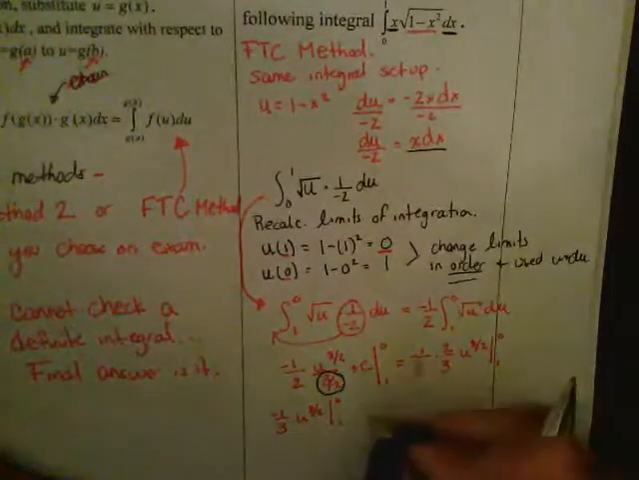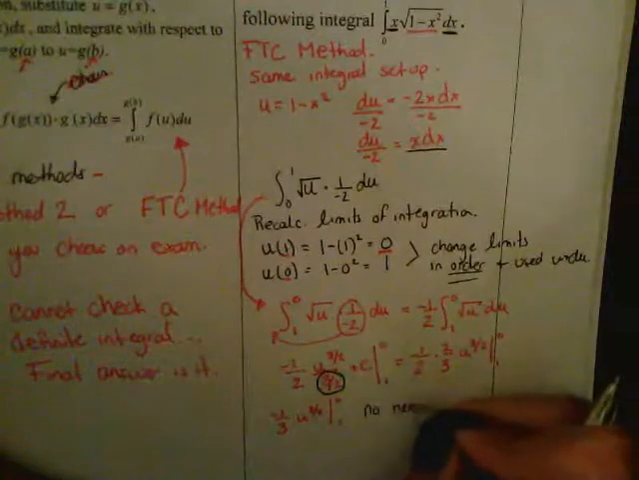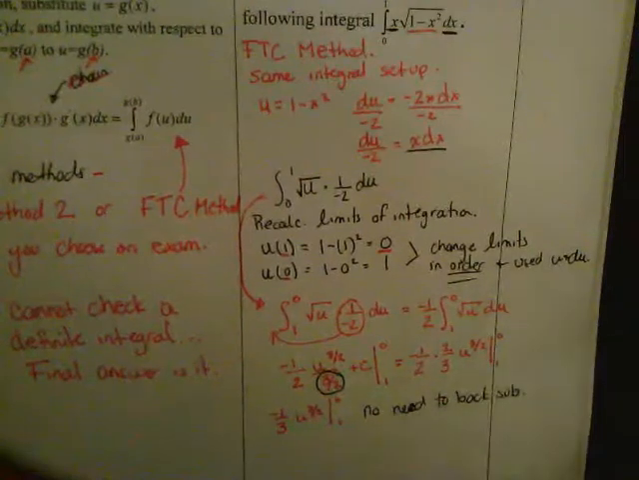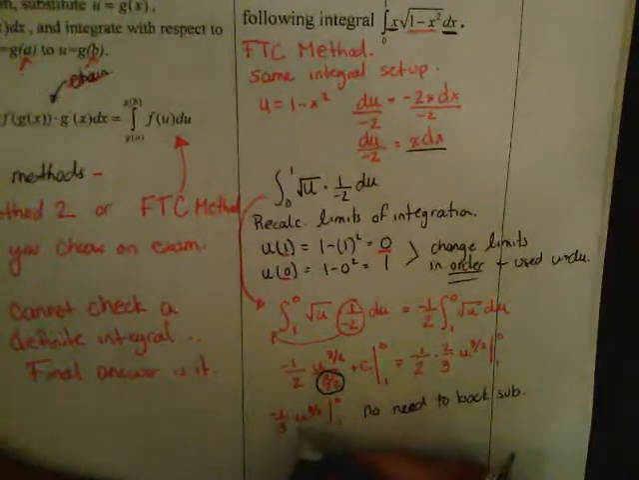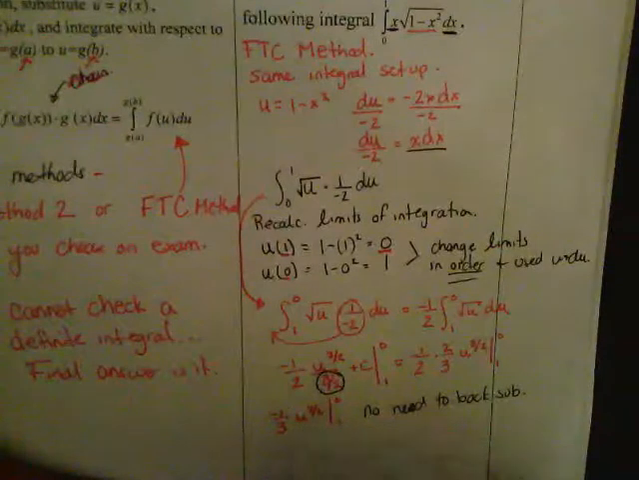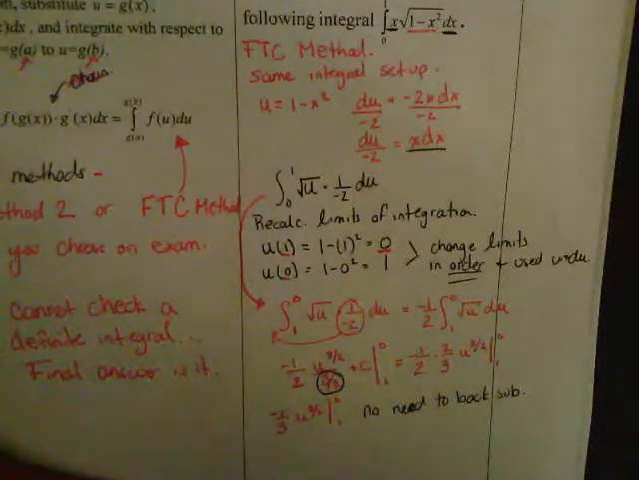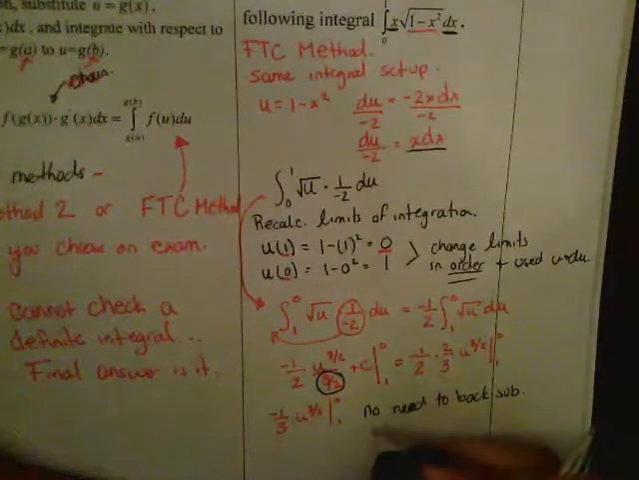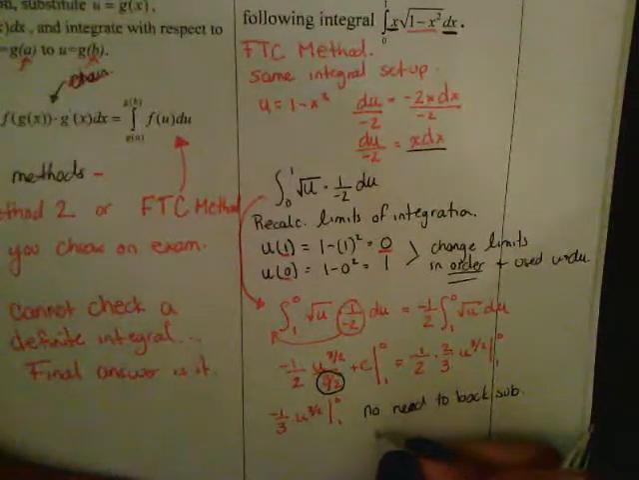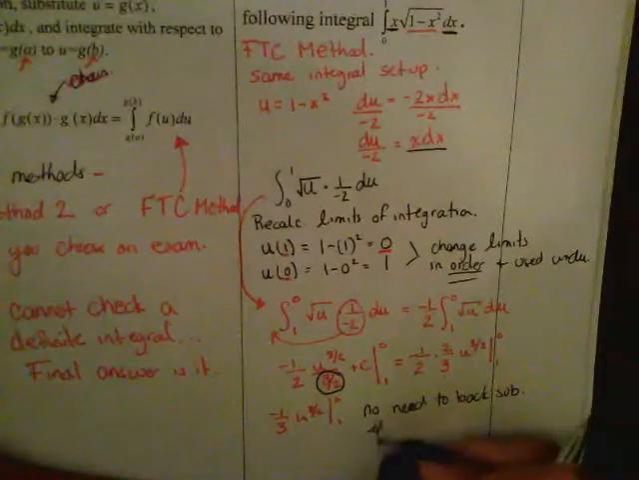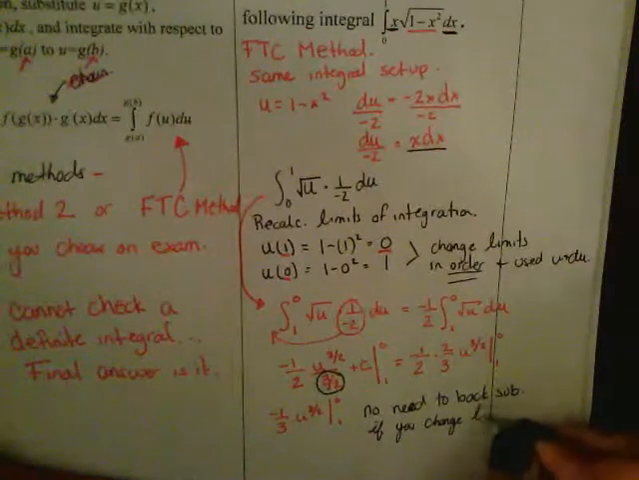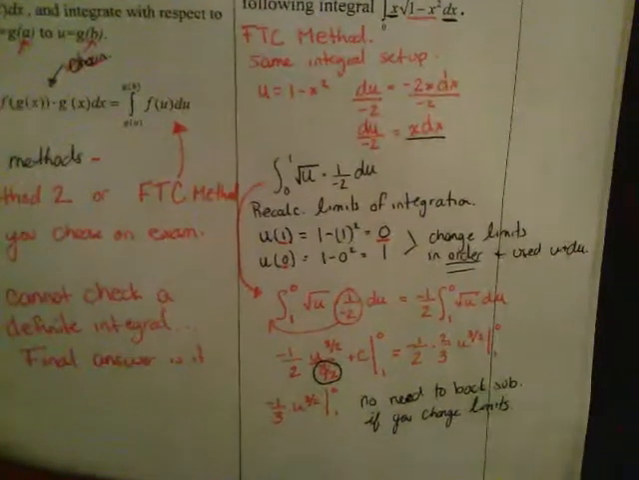So here, there's no need to back sub, which means I don't have to plug in what my u is. I can just integrate it from right over here. Okay? So why do we not have a need to back sub? Because what we did is we changed our u's. We changed our limits.